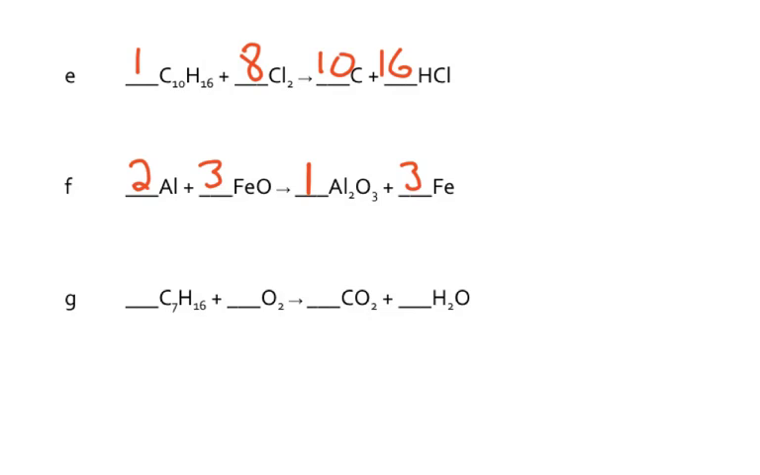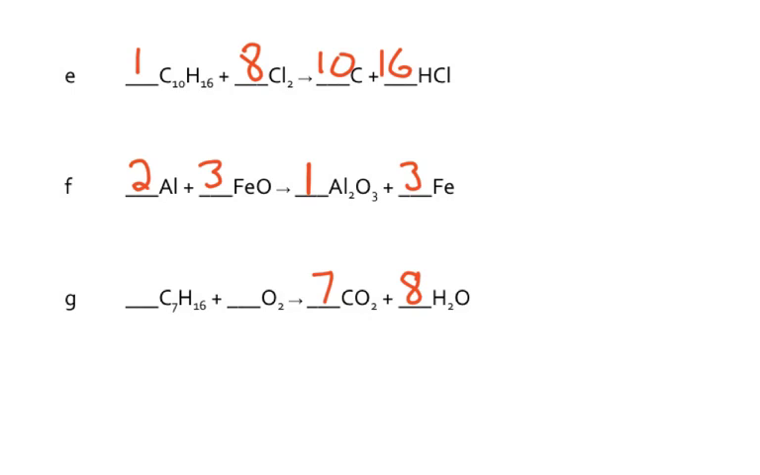G, not that dissimilar to E. Large molecule be C7H16. 7 carbons in that molecule. I need 7 carbons on the right. If I have 7 CO2, I'm good there. 16 hydrogens in C7H16. So to make 16 hydrogens on the right, I can put an 8 on my H2O. 8 times 2 is 16.